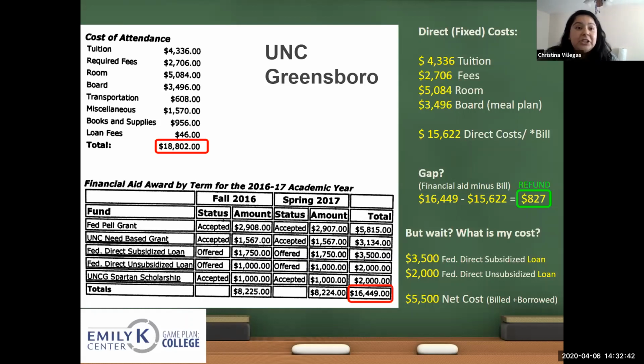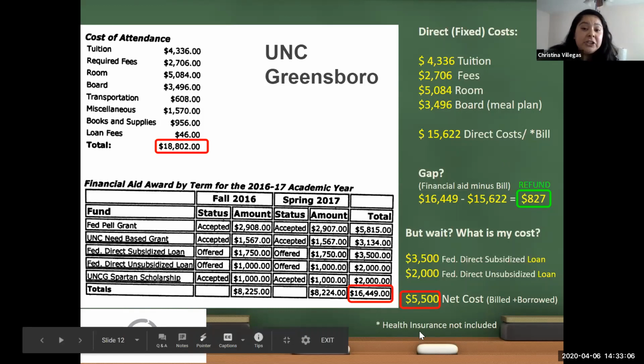So you'll still need shampoo and toothpaste, or you still might, the dining hall might be closed and you need a midnight snack or coffee. Those are your extra variable expenses that won't be billed, but that you will need to cover at some point while you're a college student. And again, health insurance is not included.